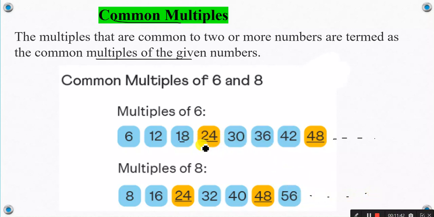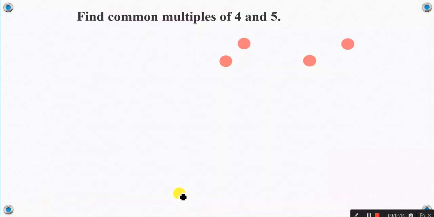As we see, 24 is found in both multiples, and 48 also. So it will be continuous and we get other numbers too. This is enough for us to check common multiples. So from here, the least common multiple is 24. We will see this next.